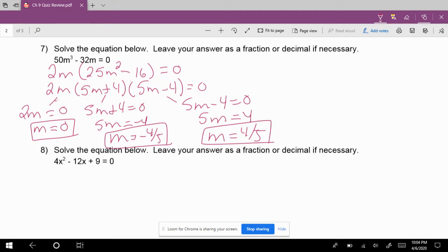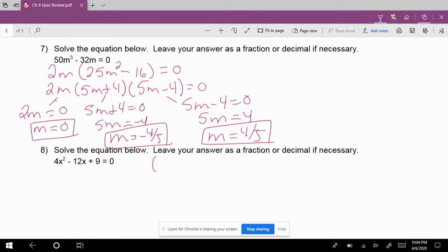8. So we look at 8, 4x squared minus 12x plus 9. It's already equal to 0. Can't use the square root method because of the 12x. So I look to see, can I factor? I kind of recognize that, hey, 4 is a perfect square, and so is 9. And there is this little trick that you can look at, or you can just do factor by guess and check, and notice, hey, that's a perfect square trinomial.